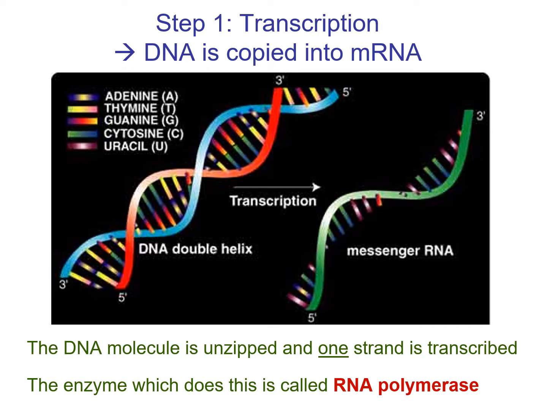So the first step, transcription. Again, this is where DNA is going to be used as a template to make a strand of messenger RNA, and this happens in the nucleus. What happens is the DNA molecule is unzipped a little bit at a time, and the information from one of the DNA strands is going to be used to make a complementary strand in RNA. The molecule that does this is an enzyme called RNA polymerase.